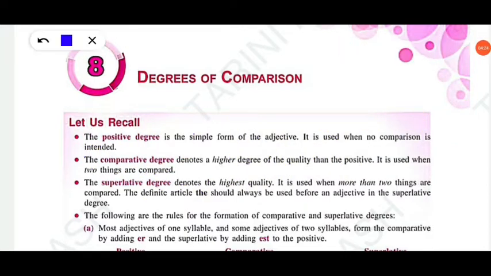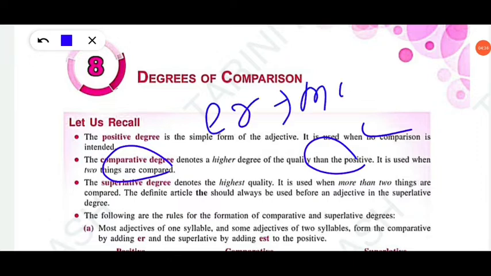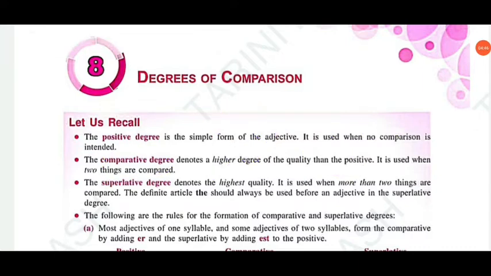The comparative degree denotes a higher degree of the quality than the positive. It is used when two things are compared. You have to use er or more or less. Good, better, best; beautiful, more beautiful, or beautiful, less beautiful, right? Then next, the superlative degree.